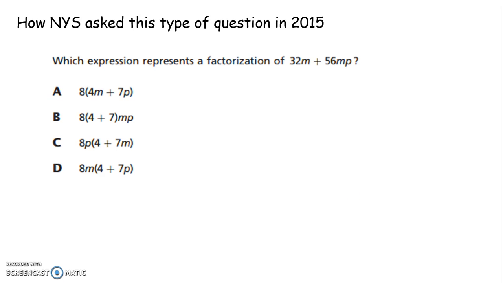Here's one example of how New York State asked it in 2015. This is one of the released state test questions. It says, which expression represents a factorization of 32m plus 56m times p? So we have 32m plus 56mp. And what we need to do is figure out what factors can come out front.